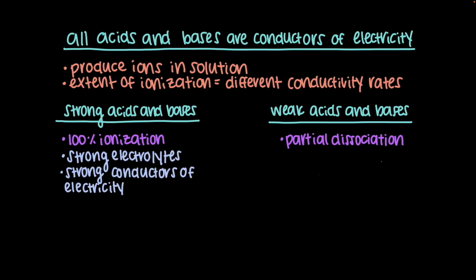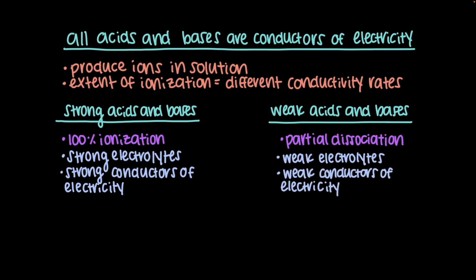Strong acids and bases are strong electrolytes and strong conductors of electricity due to 100% ionization, while weak acids and bases are weak electrolytes and weak conductors of electricity due to only partial dissociation. The best visual that we have for the difference between the two is a conductivity test.